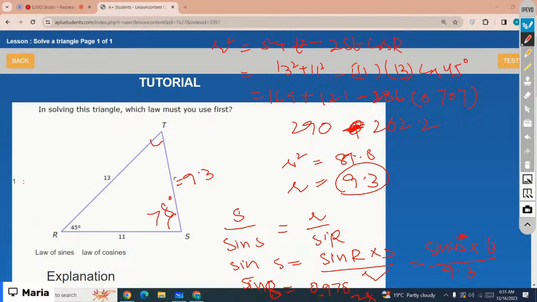So one of the angles is 45, one of them is 78. Just subtract it from 180. 180 minus 123. So that equals 57.